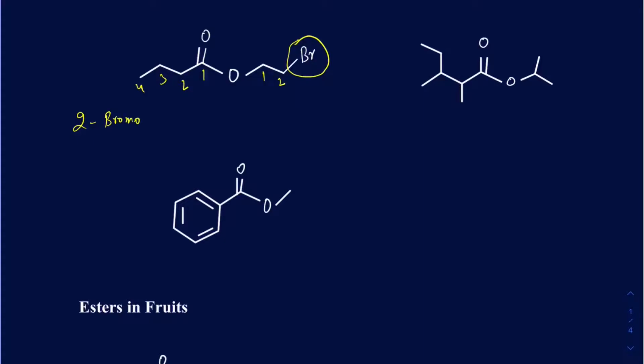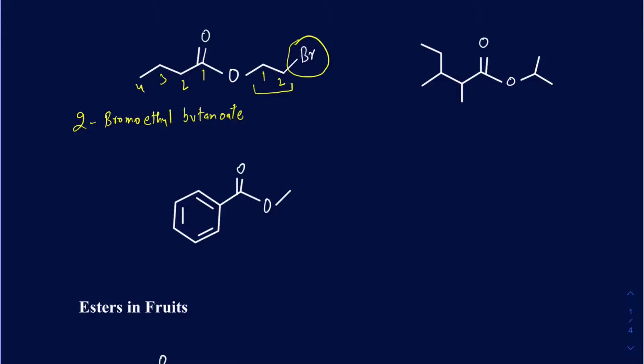And since there are two carbons on the right side of the oxygen, it's going to be called an ethyl. So it's a 2-bromoethyl. And then after that, we're just going to call it butanoate. So it's just going to be butane, and then since it's an ester, it's going to be an -oate. So it's a butanoate. Okay.